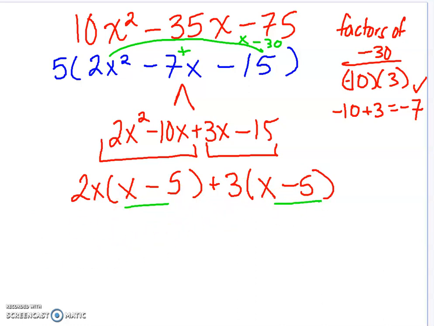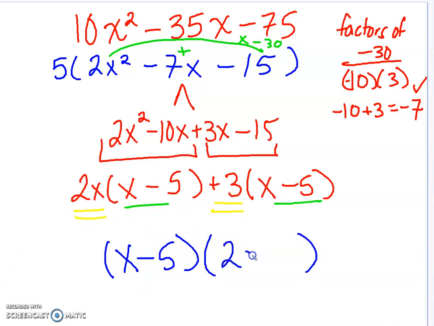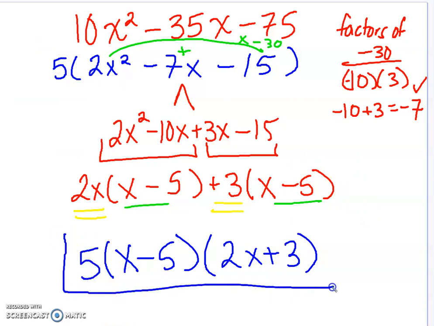So one of our factors is going to be x minus 5, or what is left over after we've taken out the greatest common factor in the last step. And the other factor comes from what we have common factored out. So 2x plus 3. And before we're done, we can't forget the first step, where we common factored out a 5, so there should still be a 5 outside those brackets. And these are the factors of 10x squared minus 35x minus 75.